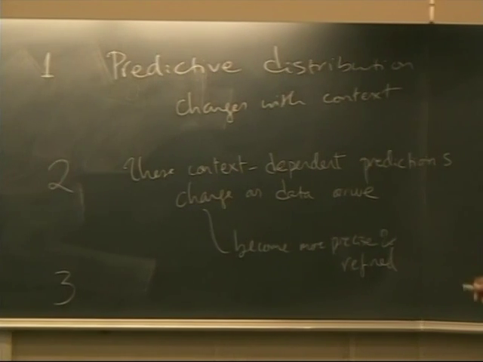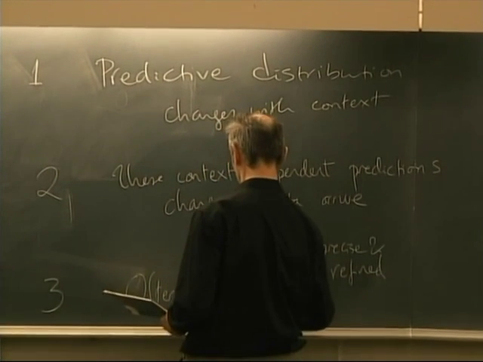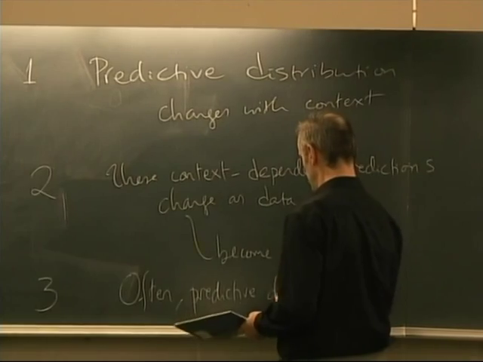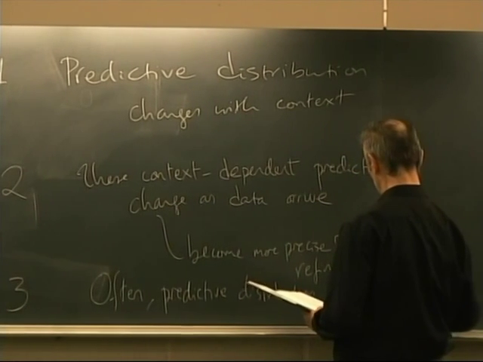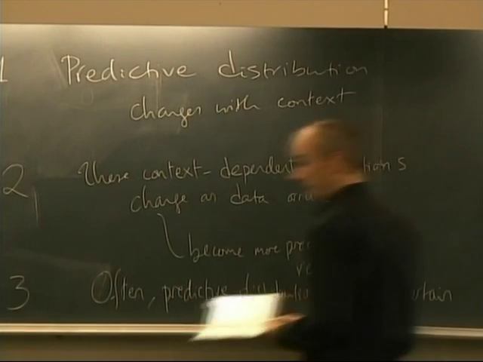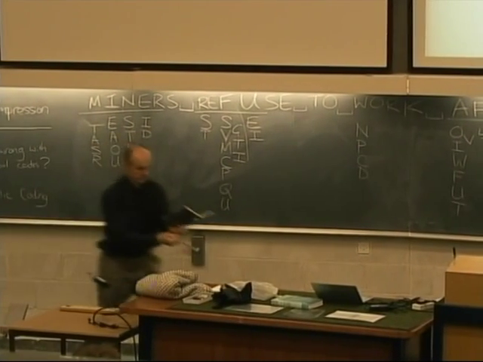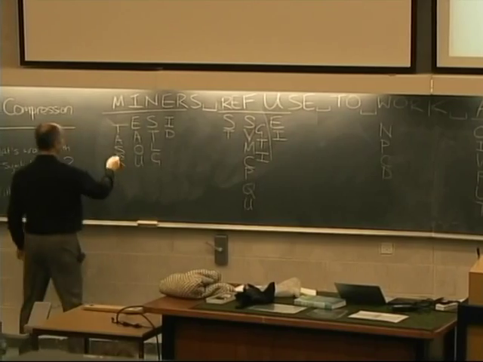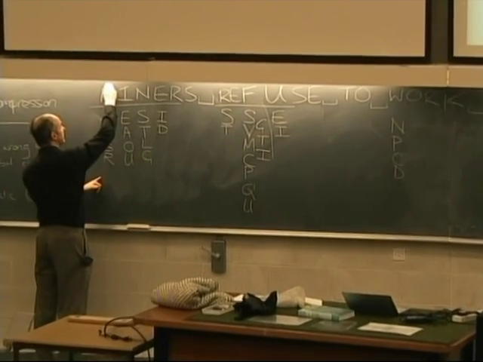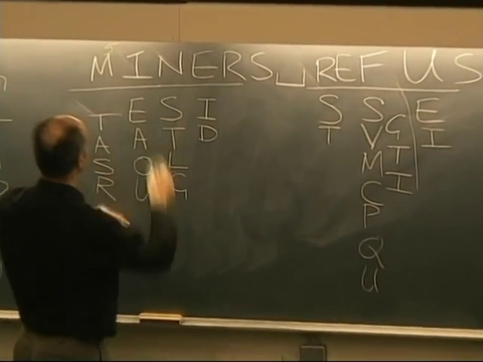And then the third thing is what I just said a moment ago. Often, the predictions you make are very confident. And this is the most important fact of all. Often, your predictive distribution is very certain. And we could confirm this just by keeping track of how many letters you got first time. So let's count up how many guesses you made before you got the correct one. So here you made 5 guesses. Can you see that on the camera? Okay. All right, here you made 1, 2, 3, 4, 5 again to get the correct one.